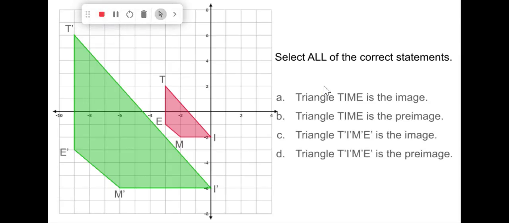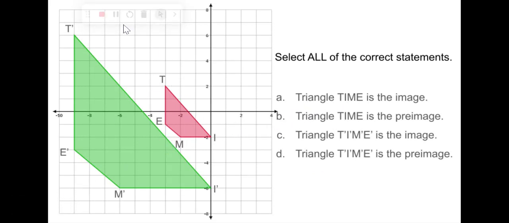Okay, let's find. Does this say triangle? This is not a triangle. Ooh, typo. It's not a triangle. It's a quadrilateral. Triangles only have 3 sides. Maybe I'll fix this before I give you this assignment. Okay.